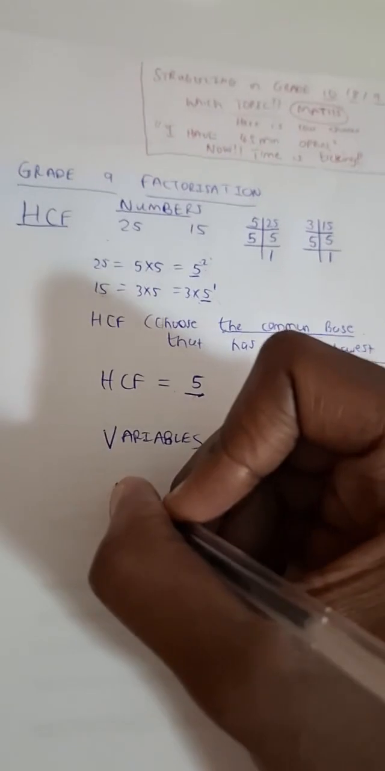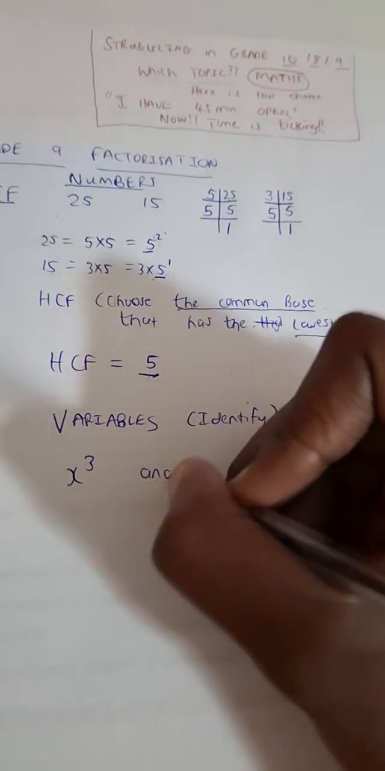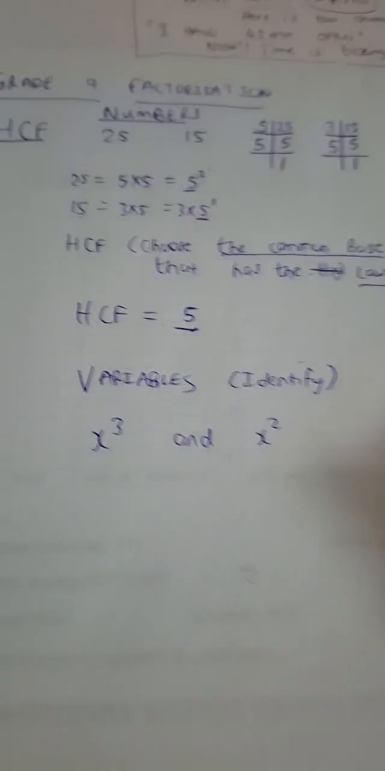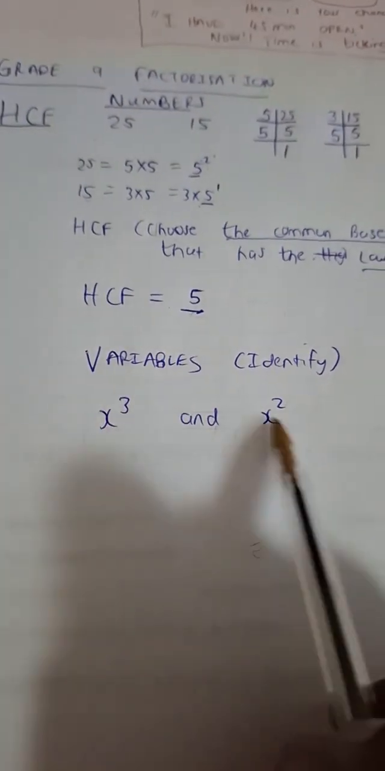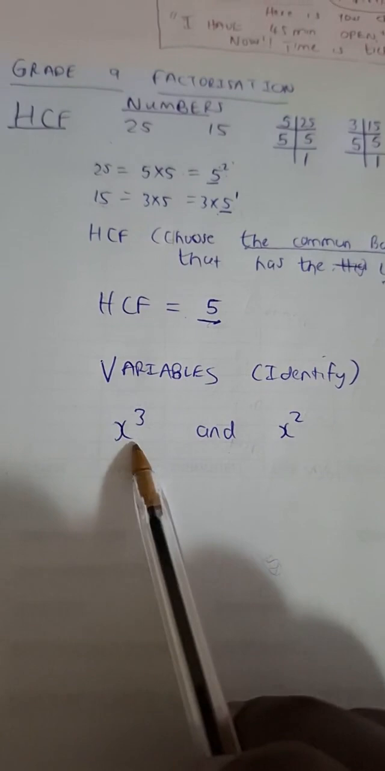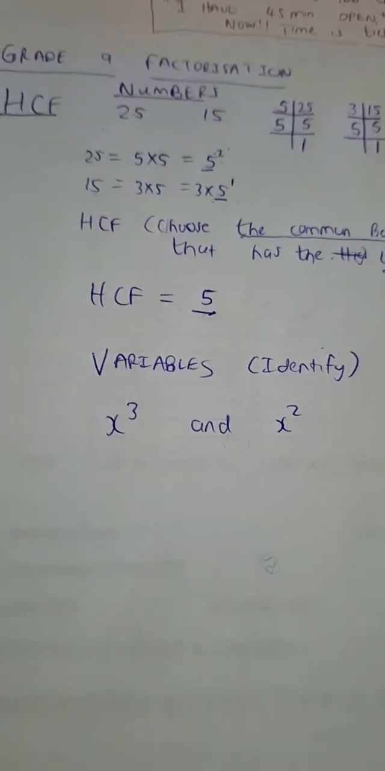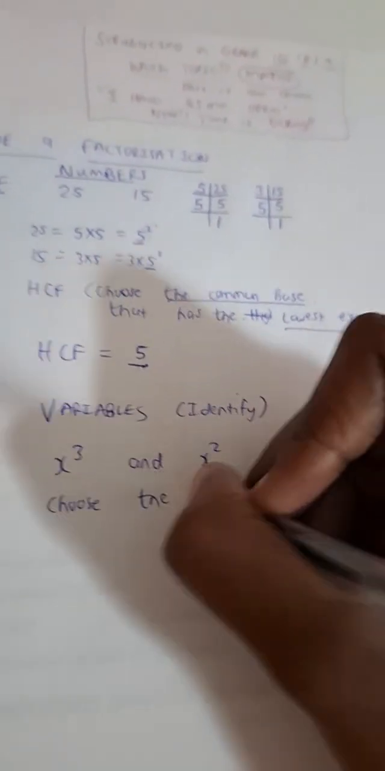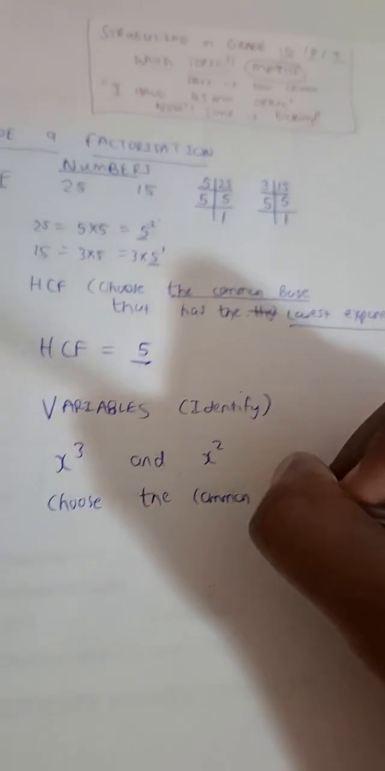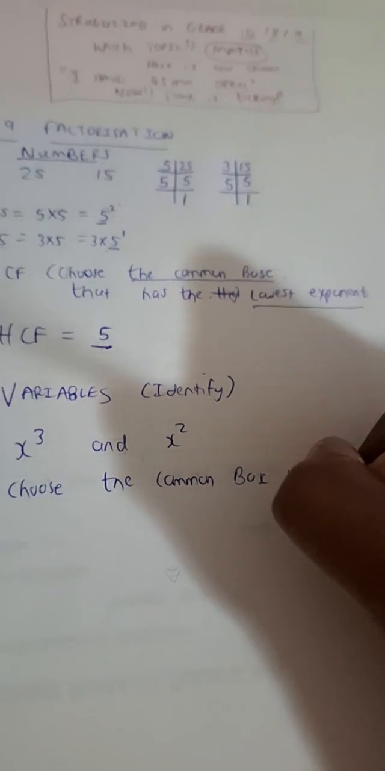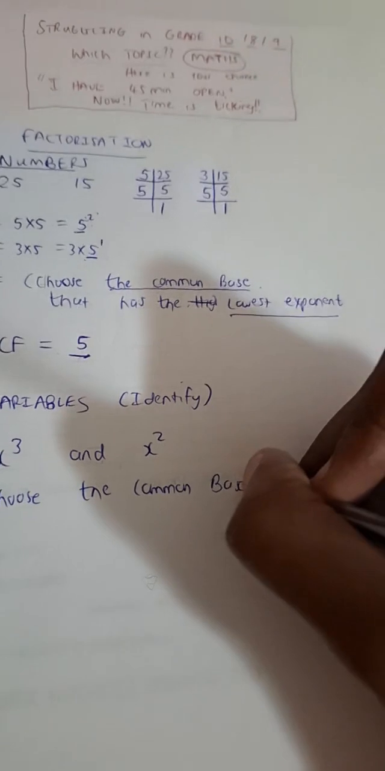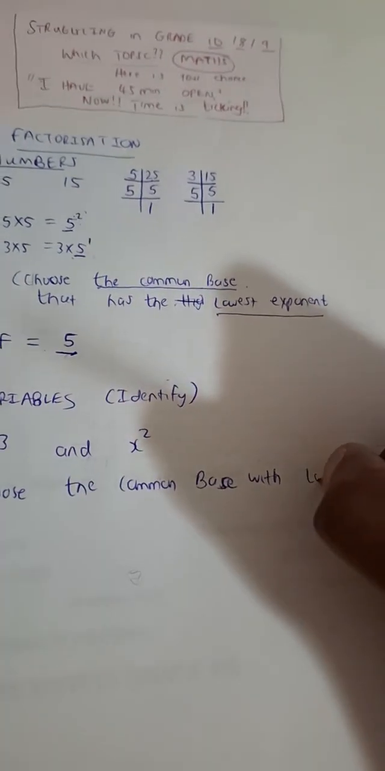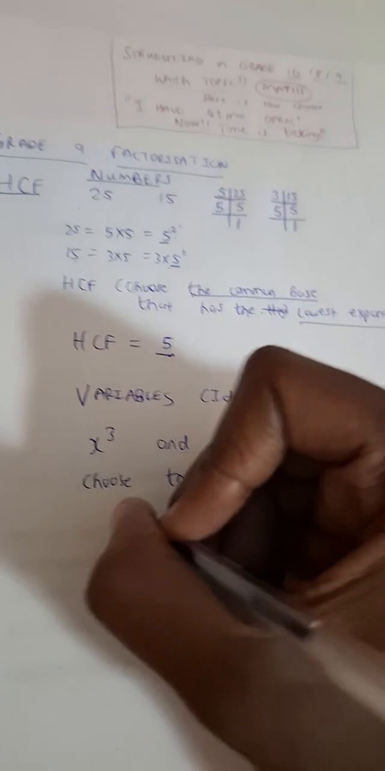Okay, so let's say we have x to the power 3 and x to the power 2. And the question is, what is the highest common factor between x cubed and x squared? So once again, the concept is very clear that we must choose the what? The common base with the lowest exponent.